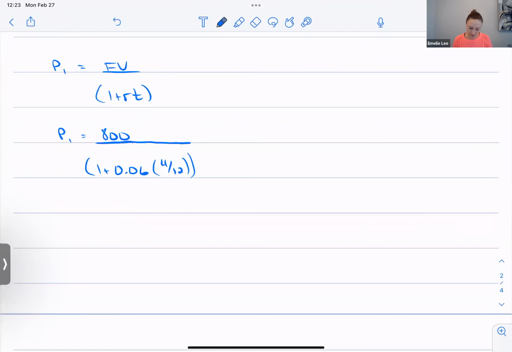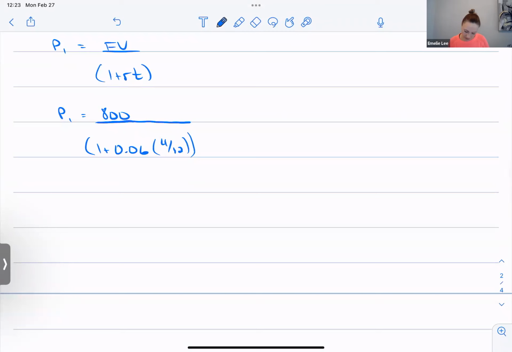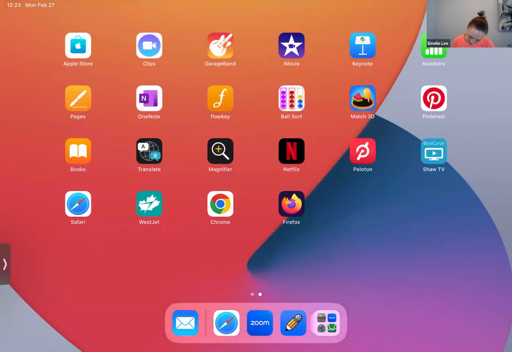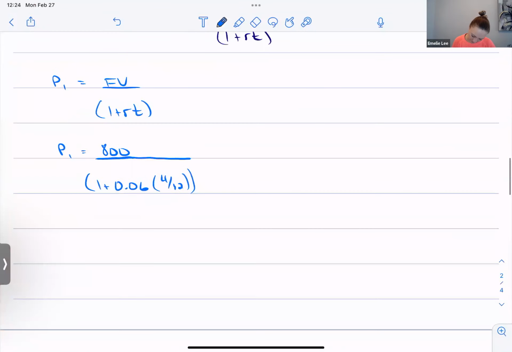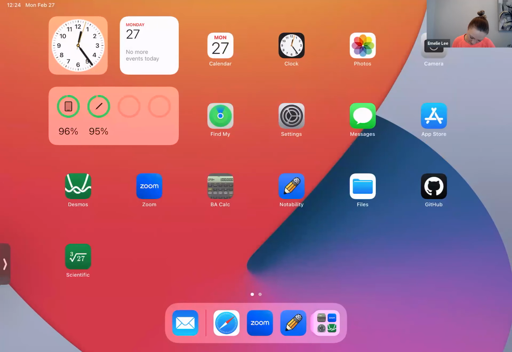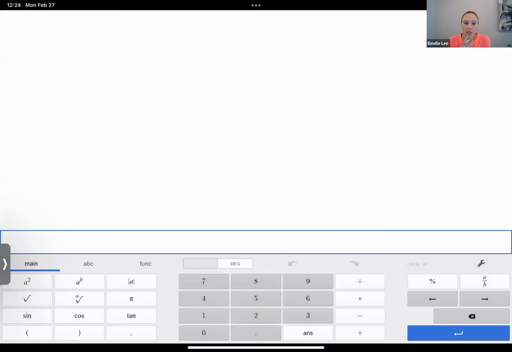P1 is going to be, let's see here. Wonder if I can do it. Yeah, I'm going to use, where's it? There. The scientific calculator for Desmos.